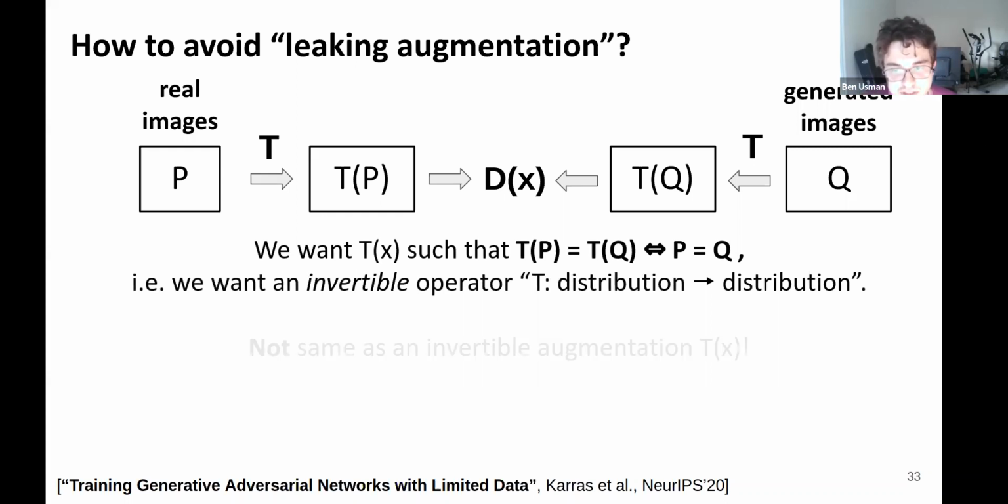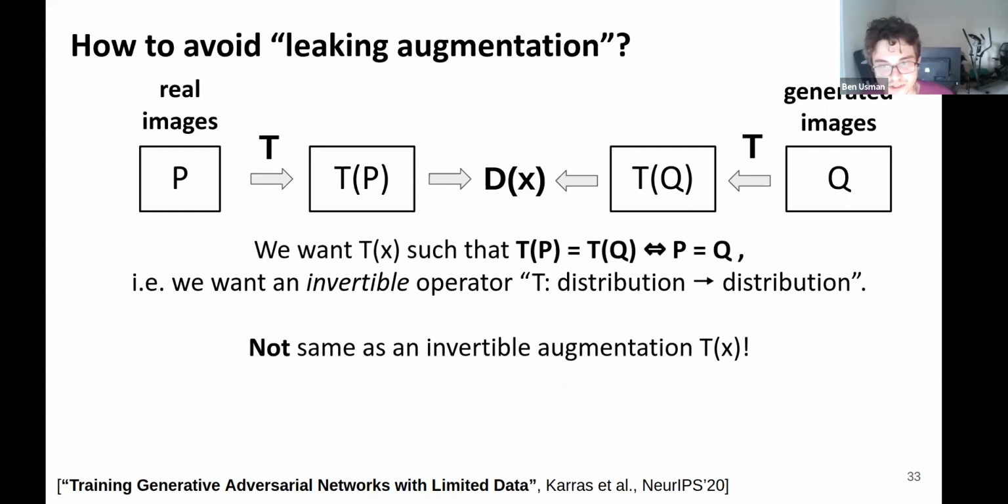It is important to mention that it does not mean that the augmentation itself has to be invertible. For example, adding Gaussian noise to each image is a non-invertible transformation on images, of course, because we cannot just remove the noise once we add it. But in terms of distributions, it is an invertible operator because two distributions after applying noise are equal only if the original distributions before adding noise were equal. And if original distributions were different, then their noisy versions will be different too.